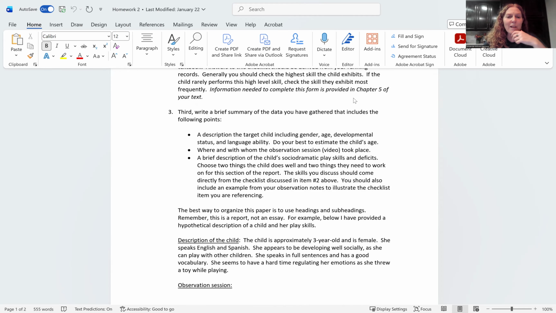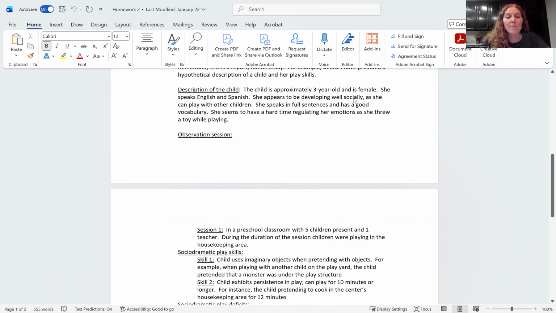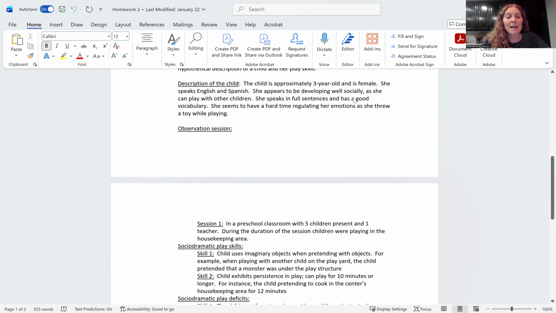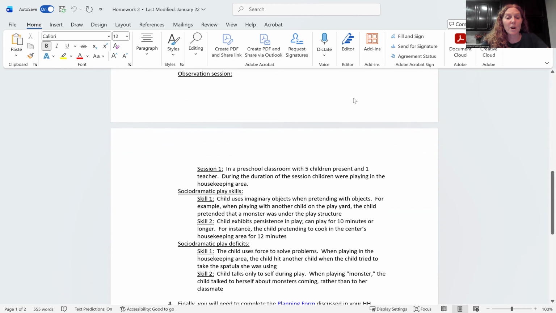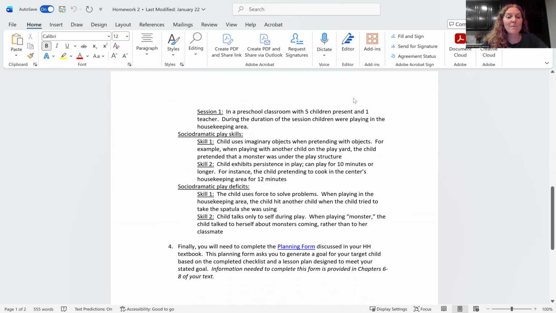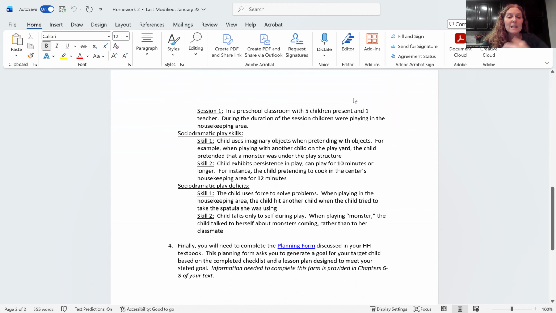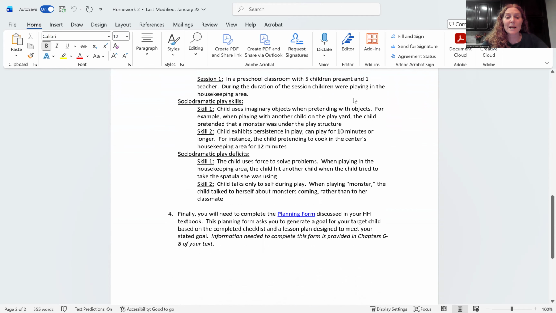If you go back to that lecture on observing play, I'm going to be talking about this and how you write that. You'll write the item, like uses imaginary language, and then give an example of what they did, or only persists in play for a few minutes, and give an example. So I gave you a little example of what you could write as a description of what the observation session was, what I mean by things that they do well, play skills, and things that they need to work on, play deficits.